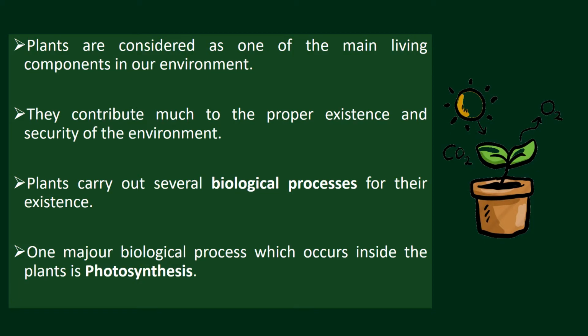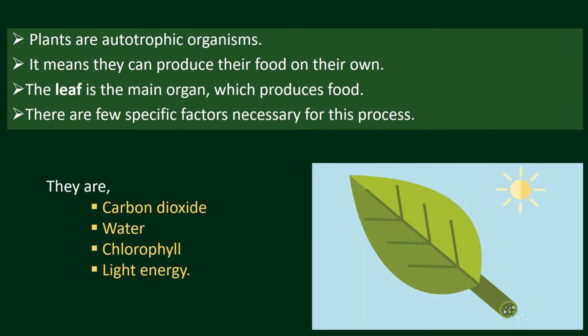They carry out several biological processes for their existence. One of them is photosynthesis. Plants are autotrophs. It means they can produce their food on their own. Leaf is the main organ which produces food.